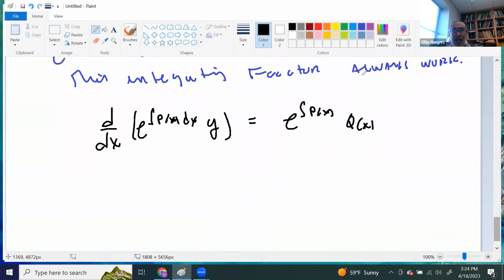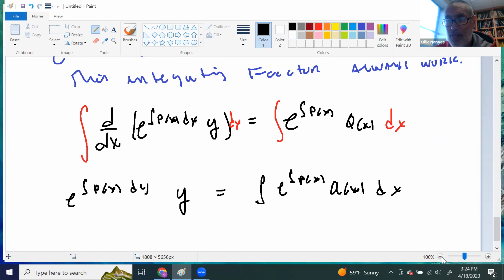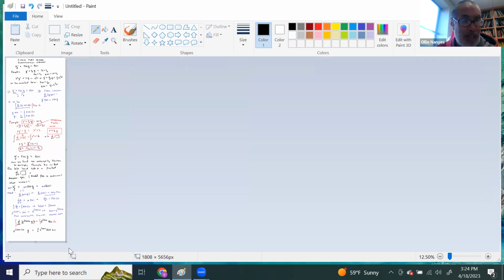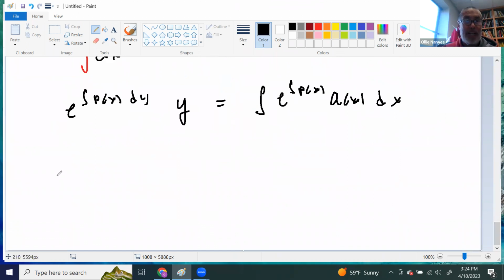Then we can integrate both sides with respect to x. And what we get after the integral of the derivative is e to the integral of p of x dx times y is equal to the integral of e to the integral of p of x times q of x dx. To finish this up, and we're just about done, we only need one more line. We just multiply through by this.